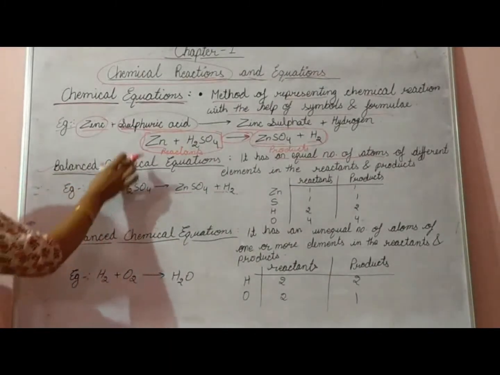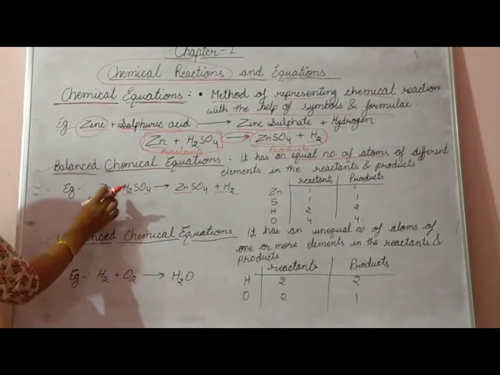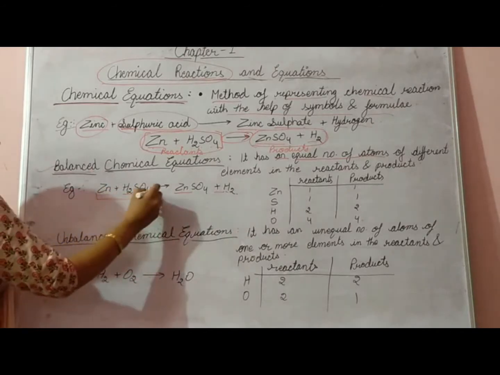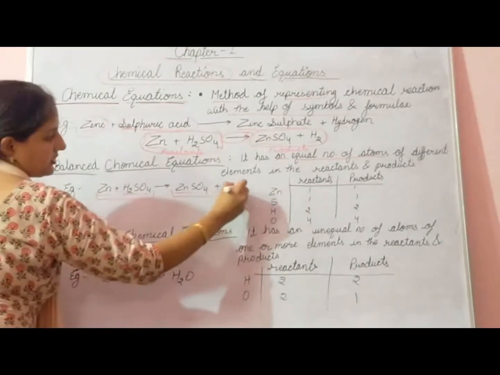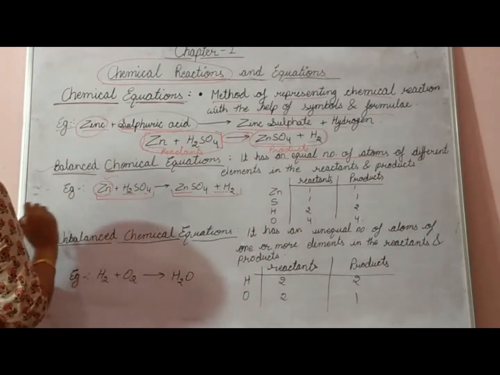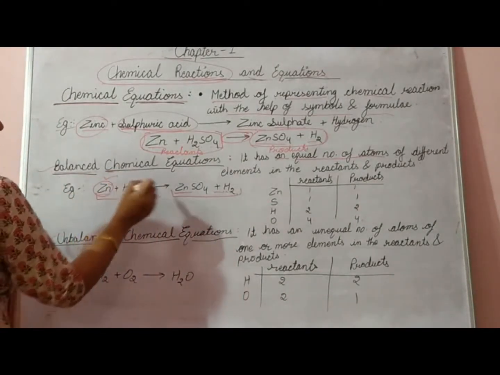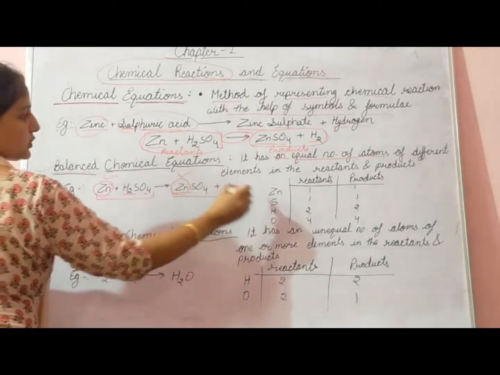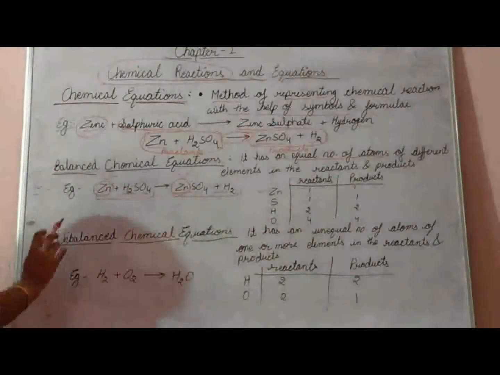For example, in the same reaction, let's consider these two are your reactants, these two are your products. So here this zinc has one atom at the reactant side and at the product side also one atom.